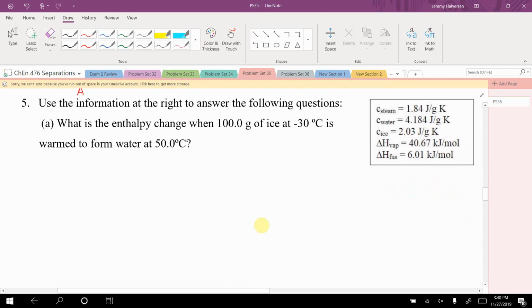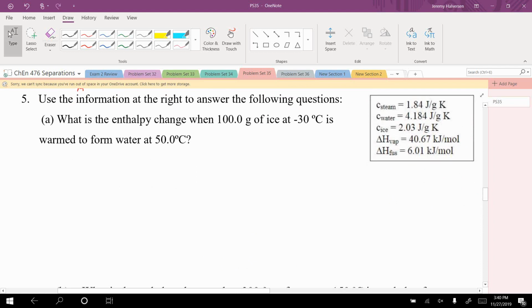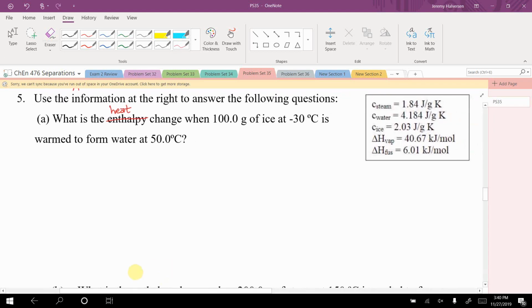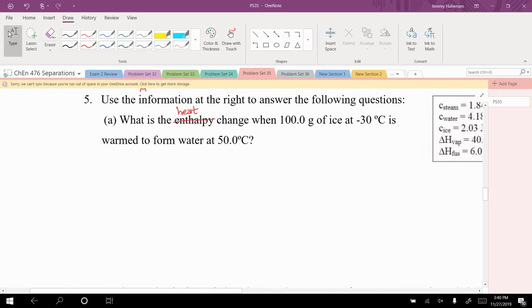But first, we're going to use the information to the right to answer the following question. What is the enthalpy change? Okay, remember, that's just like saying what's the heat change when 100 grams of ice at negative 30 degrees Celsius is warmed to form water at 50 degrees Celsius. All right, so we're going to be calculating a Q for this transition for water.